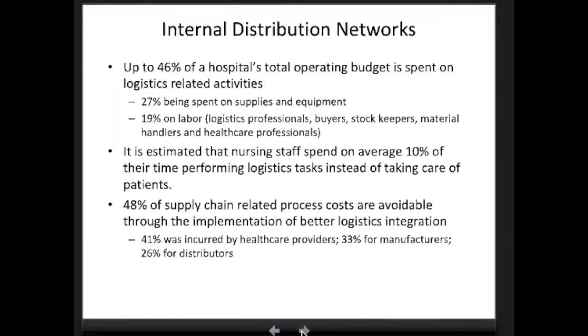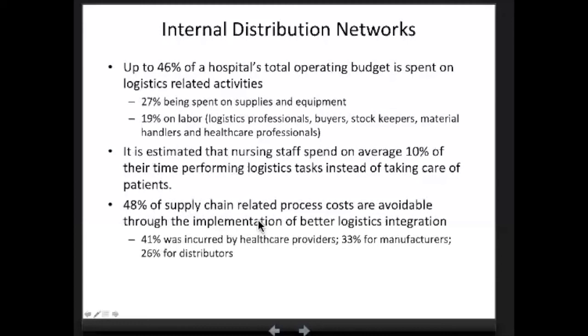An assessment has shown that up to 46% of a hospital's total operating budget is spent on logistics related activities. Out of that, 27% is spent on supplies and equipment, and 19% is on labor working towards these logistics processes. These could be logistics professionals, buyers, stock keepers, but also healthcare professionals like nurses doing some of the logistics processes. The study also estimates that nursing staff spends on average about 10% of their time performing logistics tasks instead of taking care of patients, which is something that needs to be avoided.